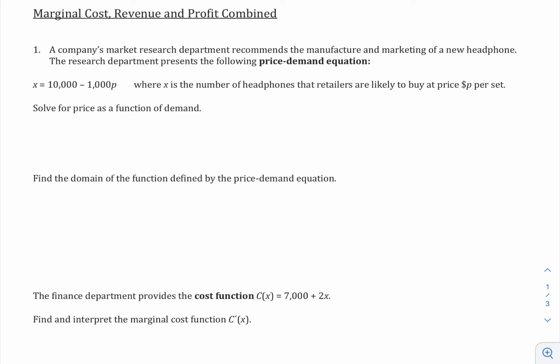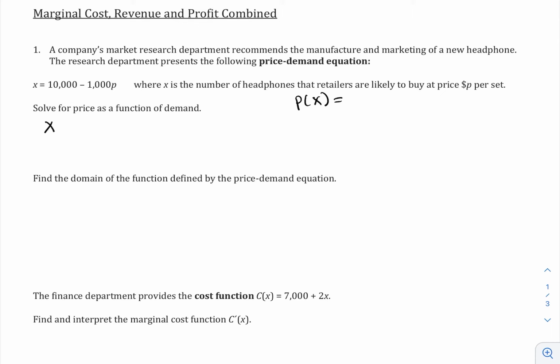So again, p is denoted by lowercase p, and it's the price per x, not the total price. Solve for price as a function of demand. Okay, because normally, remember, when we're looking at price, we normally want it as p of x equals. So we want p to be isolated. So we can do that pretty easily.